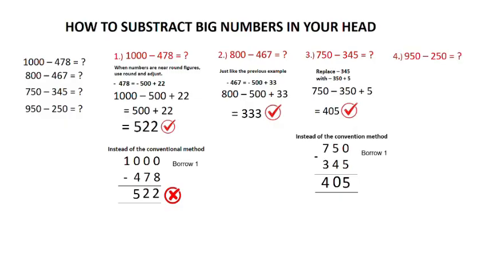950 minus 250. How do you subtract 250 from 950 in your head within seconds? Now, if you add 50 to 950, that will give you 1000. Then if you add 50 to 250, that will give you 300. So add 50 to both of them. Now you have 1000 minus 300, and 1000 minus 300, you know it is 700. So this is a faster way to subtract this type of numbers.